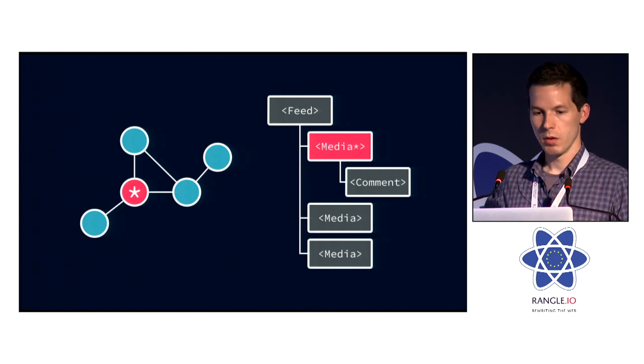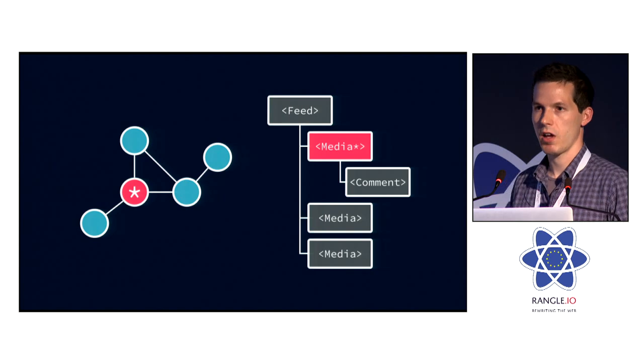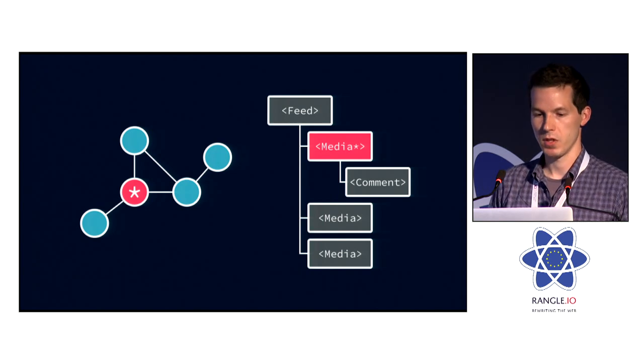And as you can see, media updated, but comment didn't. If the change doesn't affect the comment component, Relay implements should component update by default and knows whether that component actually needs to update itself or not. And so Relay can make changes really efficient.